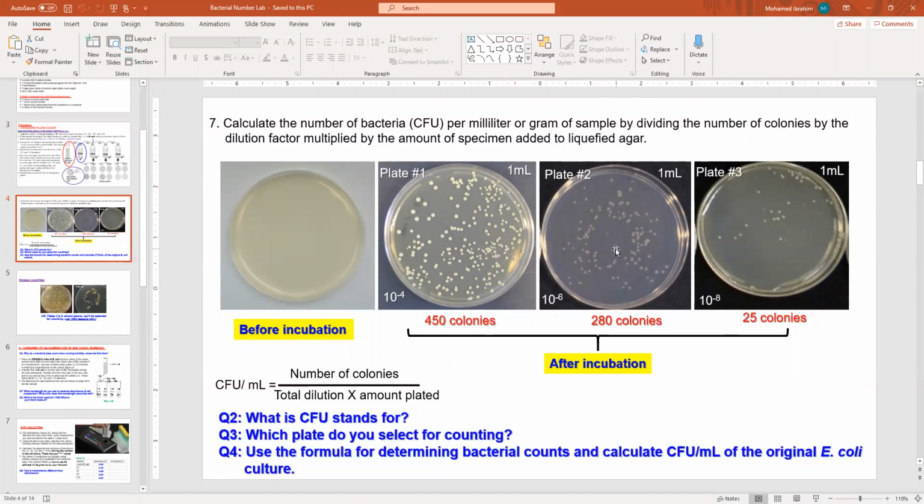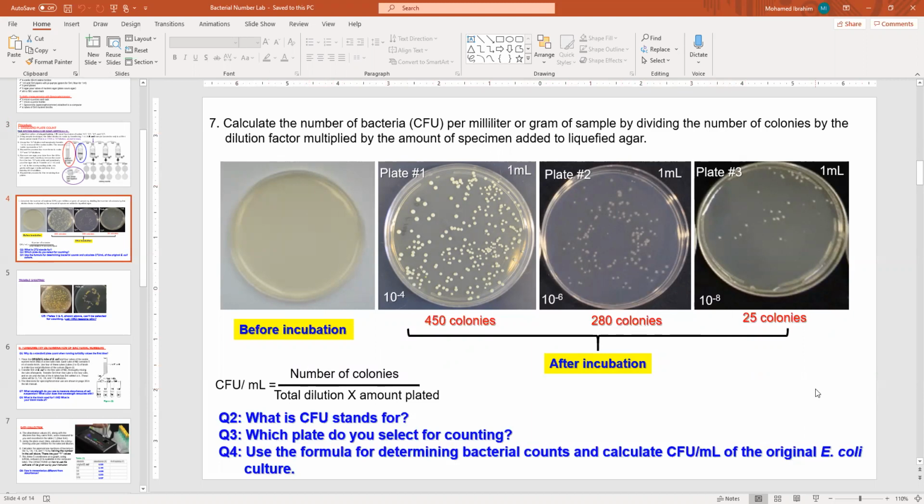As soon as you select the plate, in this case, I gave you the number of colonies, so 280. This is the plate that I'm going to select to calculate my colony forming unit number. Use the equation. Colony forming units per ml is going to be the number of colonies, which is 280, divided by the total dilution, and this is the dilution I used, 10 to the negative 6, times the amount plated. I used 1 ml from the dilution to plate, so it will be times 1. And then you do very simple math, and you will be able to get the colony forming units.